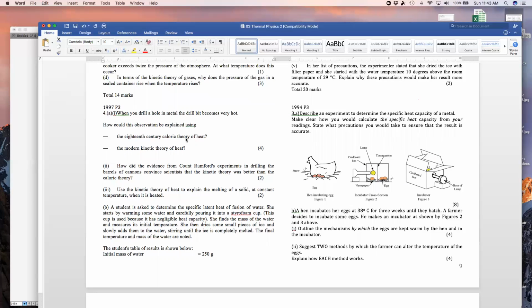Now, we learned that there were two theories of heat. One of the early theories of heat is called the caloric theory. And the caloric theory believed that heat flowed from a hot body to a cold one by means of a massless fluid called caloric. Heat flowed because of a massless fluid called caloric.